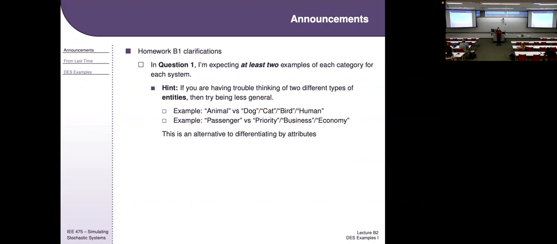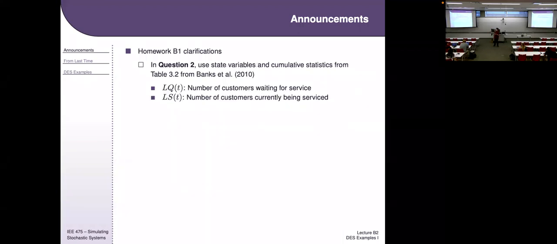So if you're having trouble thinking of the different types of entities, then think about the entity group that you found. Can it be refined? Maybe it's too coarse. This is an alternative to differentiating by attributes. In a real model, maybe it will be better to just have the coarsest level of entity and then have different attributes later. But for the purpose of this assignment, if you're having trouble coming up with that second category of entity, then you need to break your entities down into more refined groups.